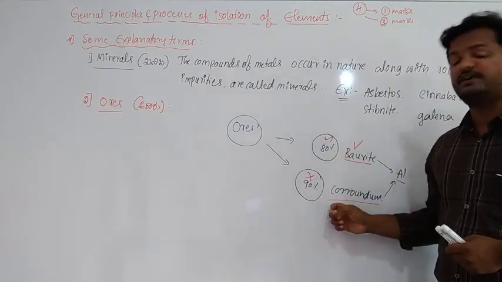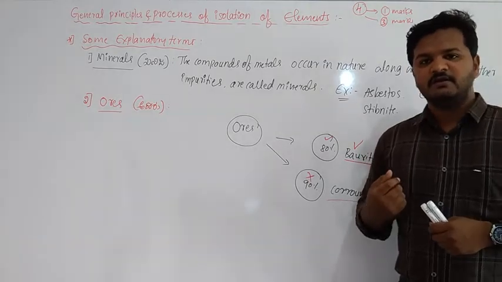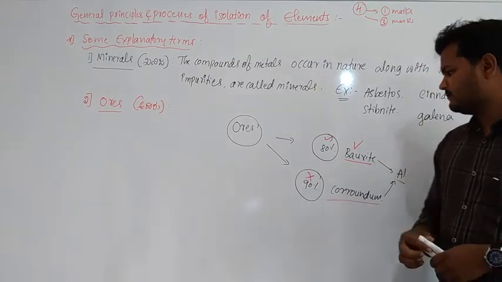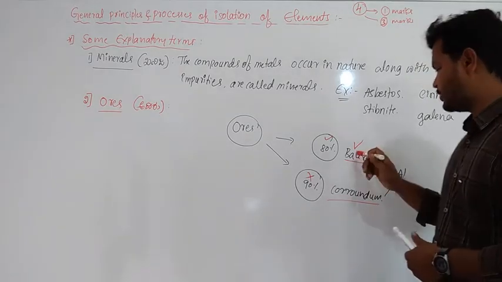But corundum, it is difficult to extract a metal conveniently and economically. That is why we always choose this bauxite ore.